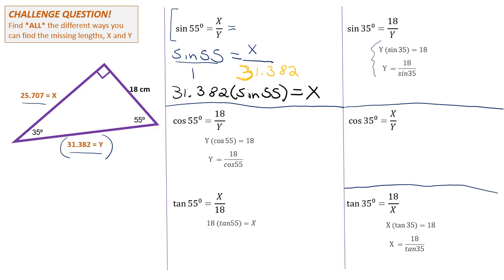Now, if I'm doing all my math correctly, if I type into my calculator 31.382 times the sine of 55 and check that out, I get that x equals 25.707, which is exactly what we expected.